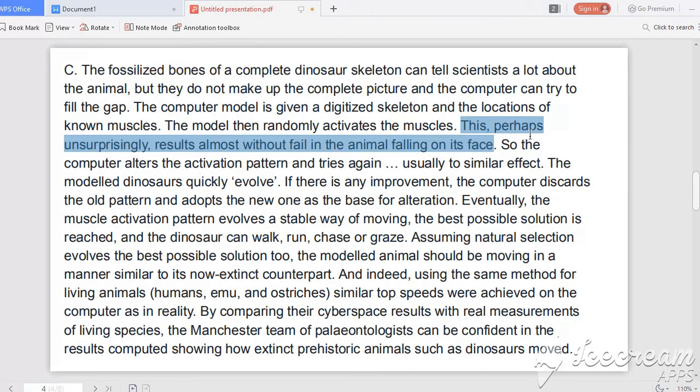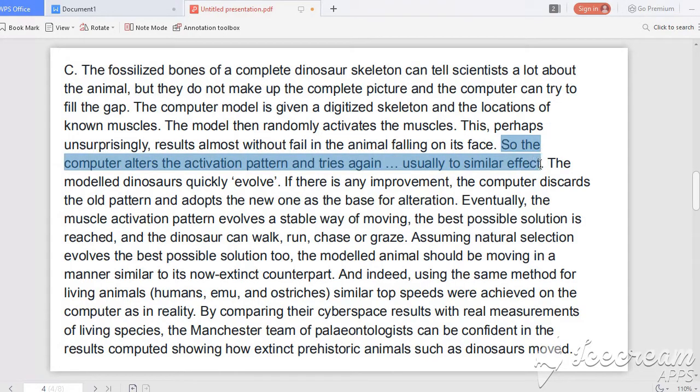What it means is that when we start the computer model, or computer program, to make a digital skeleton or a digital picture of a dinosaur, at the first attempt it will fail to keep the animal standing upright on its face. Okay, and there is no surprise because the scientists know that, so the computer alters the activation pattern and tries again, because scientists already know that the computer needs to do many tries before the model dinosaur quickly evolves.